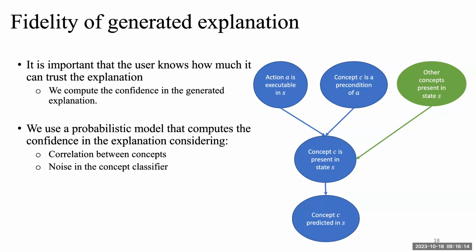This is one of the probabilistic models we use, which is basically saying, if a concept C is present in state S, there can be two unique causes for it. One, which is favorable to us, is that action A is executable in S, and the concept C is a precondition of A. That is why it was present here. But there is another way it could be present, and that could be that other concepts are there in state S and they are correlated with this concept.